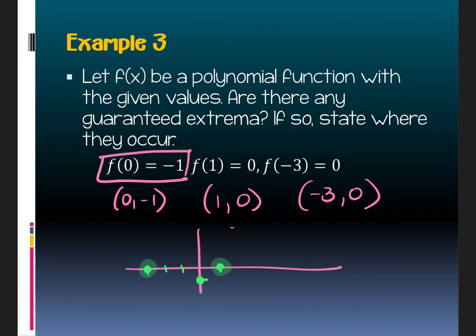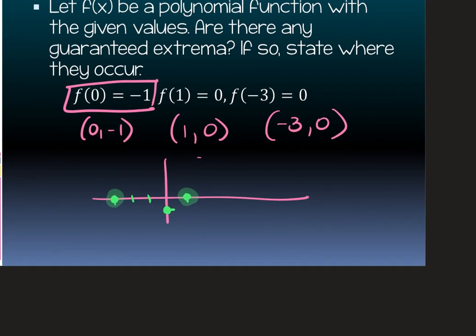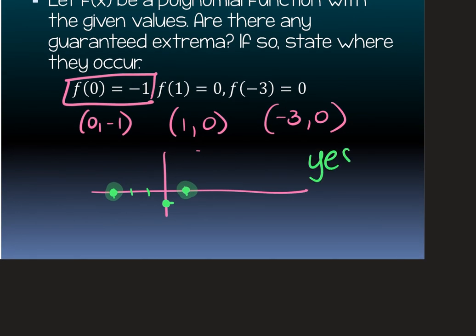So what has to happen in between negative 3 and 1? Does there have to be, is there guaranteed an extrema? Yes. Okay. So are there any? Yes. And where it has to occur is in between these two. So it is in between -3 and +1.